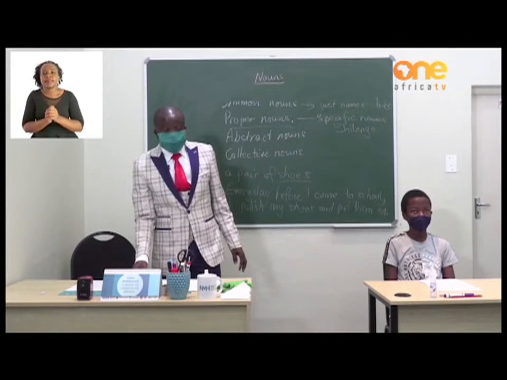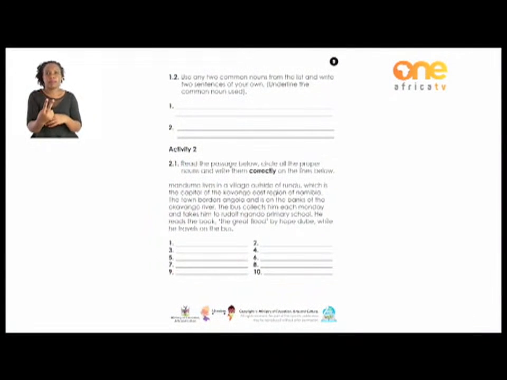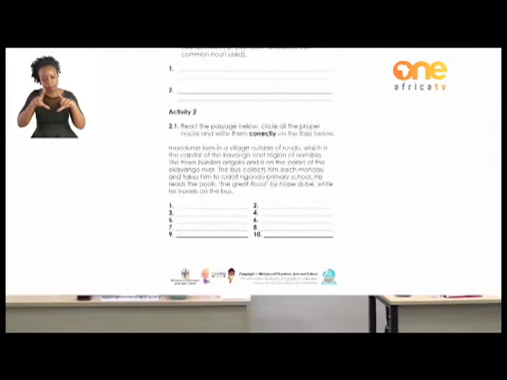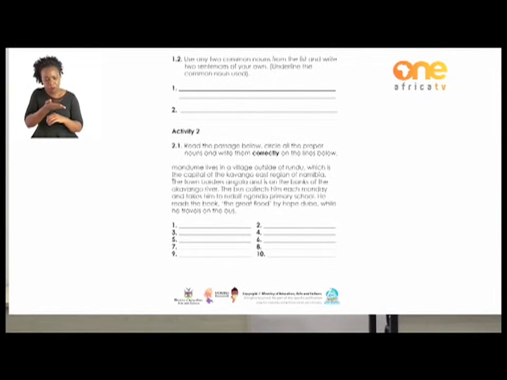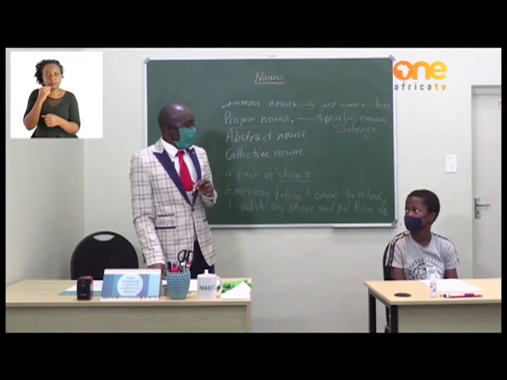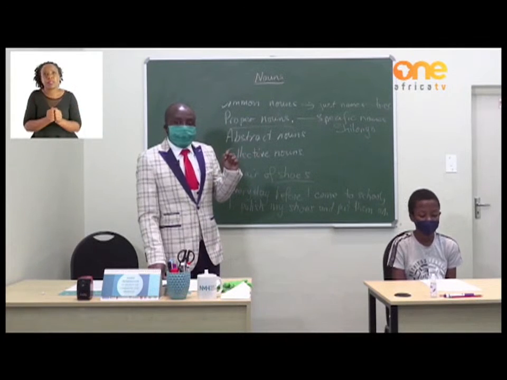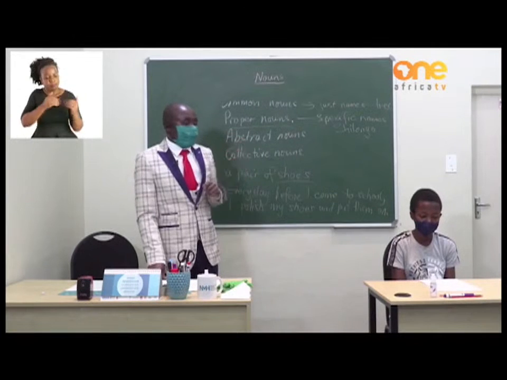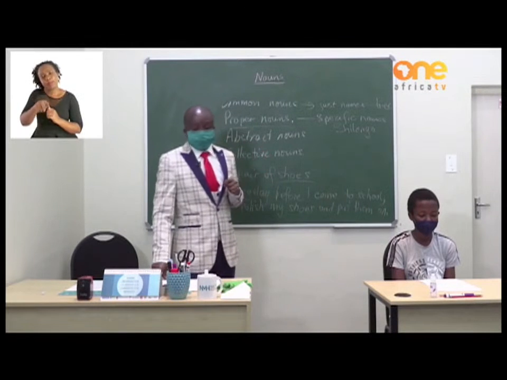All right. Let's move on to activity 2. Read the passage below, circle all the proper nouns, and write them correctly on the lines below. Remember, we said proper nouns are specific names. They are specific names like names of people. And therefore, they must begin with a capital letter whenever you write them. Make sure you begin with a capital letter. Right.